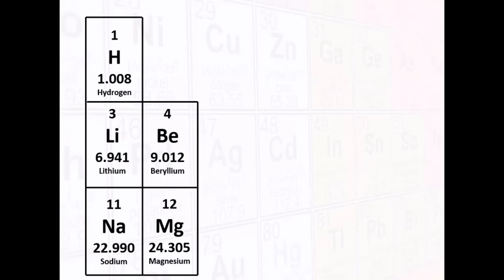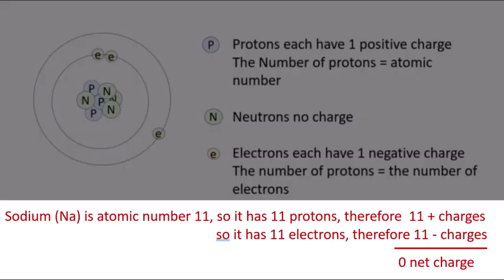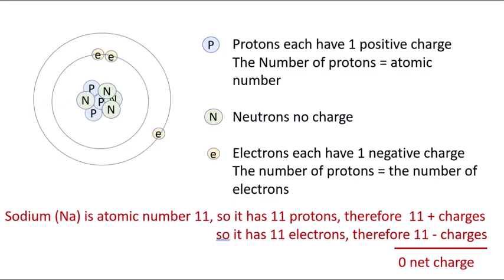Let's take the next logical conclusion. Since the world around you is basically electrically neutral, that means that the atoms that make things up are basically electrically neutral. This means that if a sodium atom has 11 protons, and each one of those has a positive charge, that means that we must also have 11 electrons so that we have 11 negative charges for balance. So, if you know the atomic number, then you know the number of protons and the number of electrons in each atom of the element.